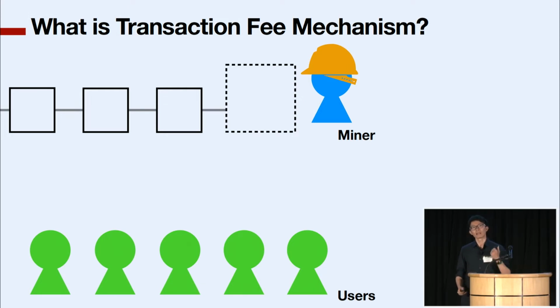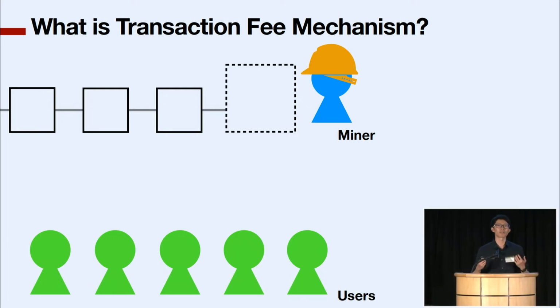Okay, so now here is the problem. How much should each user pay? Let's think about a case. Now we have 5 users, but each block can only contain 3 transactions. So what each user should pay actually also decides how we allocate the block space efficiently.